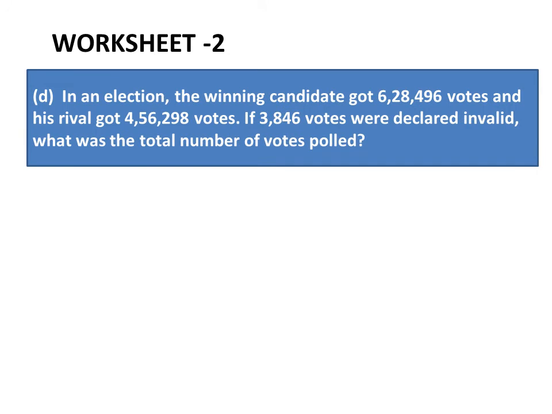Question number D. In an election, the winning candidate got 6,28,496 votes and his rival got 4,56,298 votes. If 3,846 votes were declared invalid. What was the total number of votes polled?